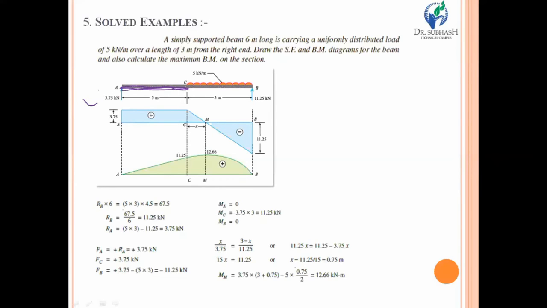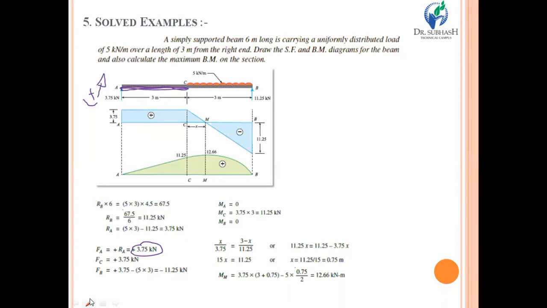The sign convention for the simply supported beam is like that: if force is acting in the upward direction, you take it as positive. So over here we have taken 3.75 kilonewton in the upward direction. This is how we calculate the shear force at point C.